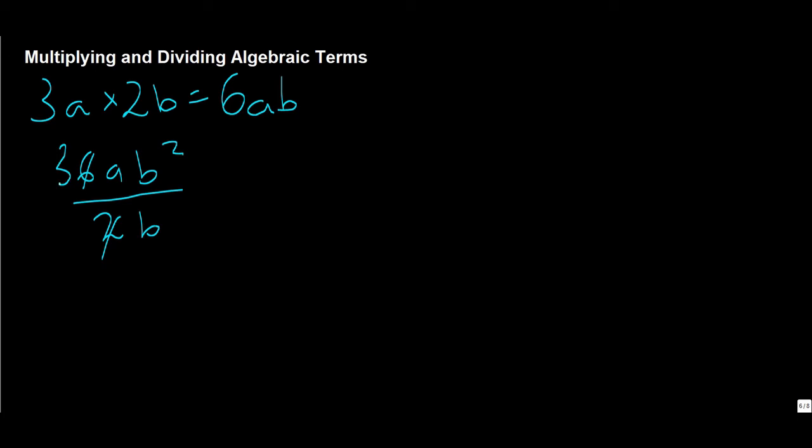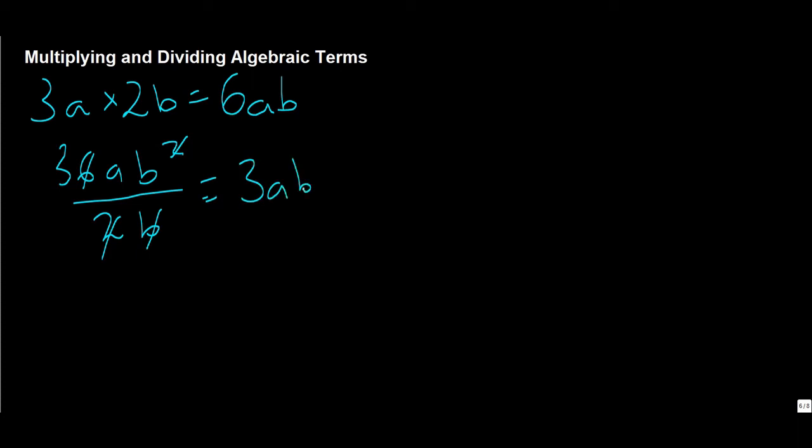Now with the a, there's nothing on the bottom, so you can't do anything with the a. Now with the b squared, this is where it gets interesting. b squared is actually equal to b times b. So there's two b's on top, but there's one b on the bottom. So the top just becomes a single b, and the bottom doesn't have any b's. So essentially 6ab squared on 2b is just equal to 3ab.